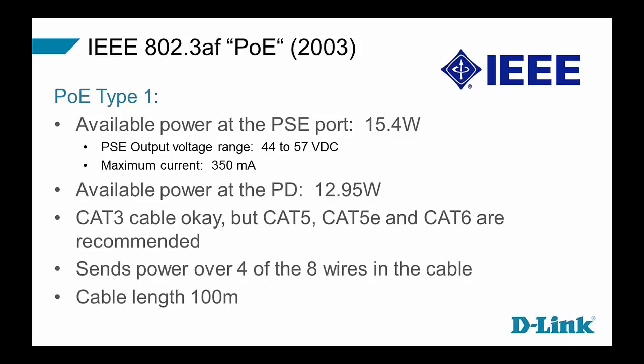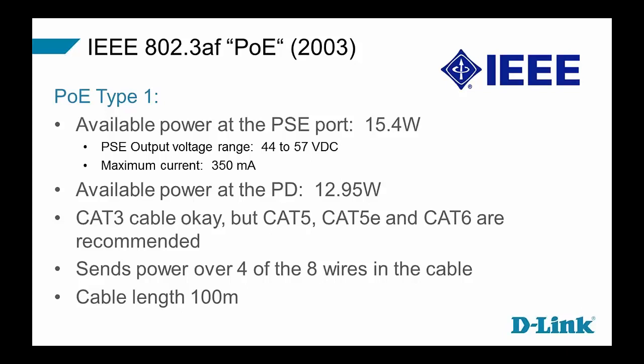Again, ratified in 2003, also referred to as PoE Type 1. It makes the available power at the PSE port up to 15.4 watts. And it does this by providing a DC voltage range in the window of 44 to 57 volts DC. And it supports a maximum current of 350 milliamps. Now, the standard recognizes that we can go up to 100 meters on a LAN cable, and we're going to have some voltage drop along that 100 meters.